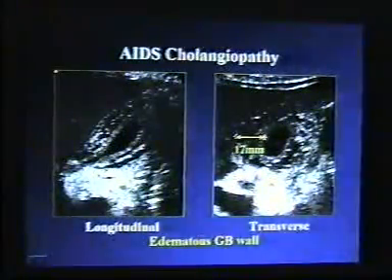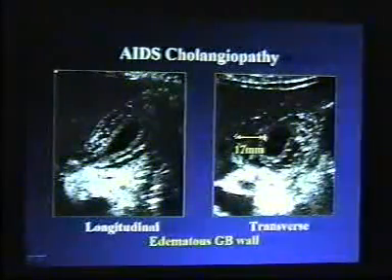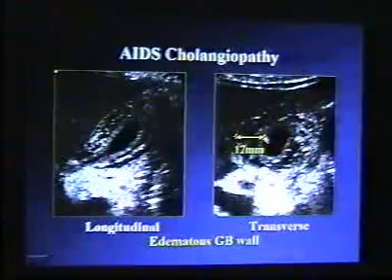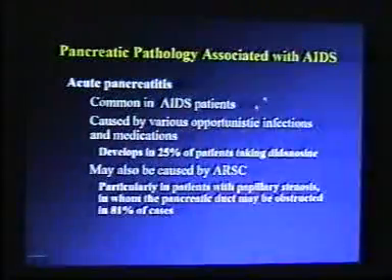There is another case of AIDS cholangiopathy, and you can see on longitudinal and transverse view there is an edematous wall. We know that the normal size is up to 3 to 3.5 mm in most of the literature, but in this patient it was 17 mm.